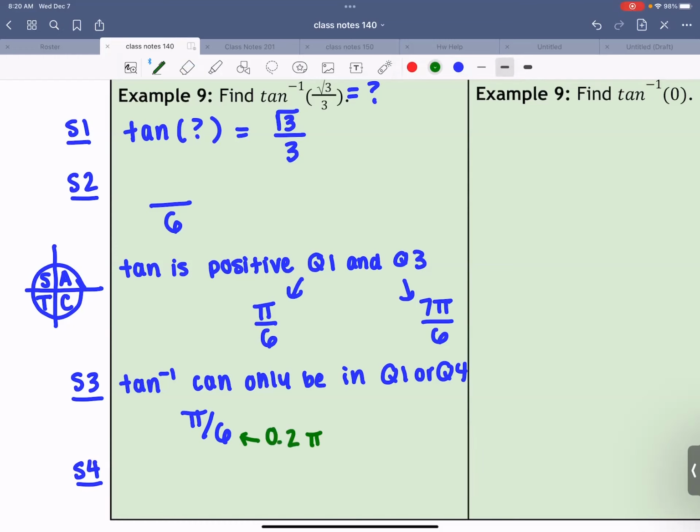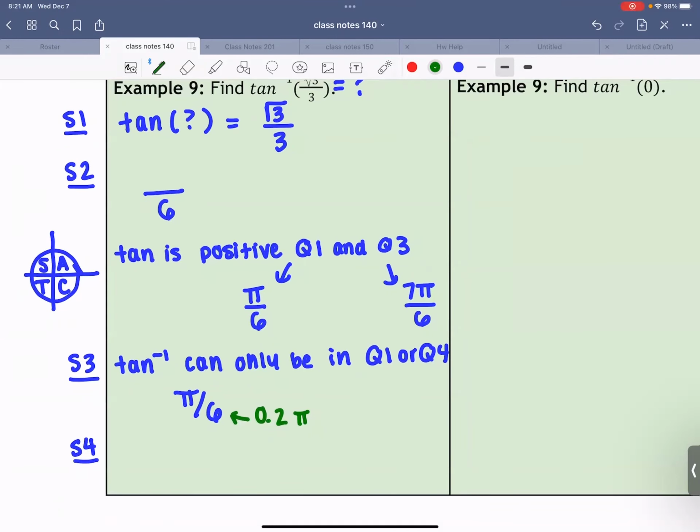I think pi over 6, gosh, what is 1 over 6? This is really embarrassing. I should be better at math than this. Let's just pretend it's 0.2, okay? Is it 0.1? Oh, goodness. Okay, well, I rounded it correctly. Yay. Okay, I am very bad at arithmetic. That's kind of embarrassing, but pi over 6 is 0.2 pi, right?